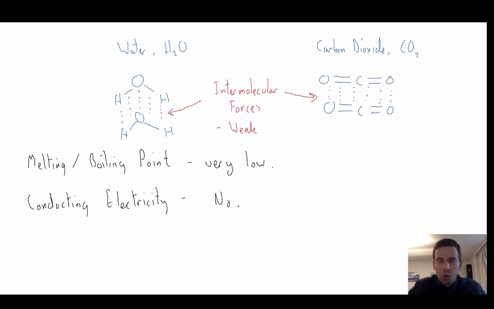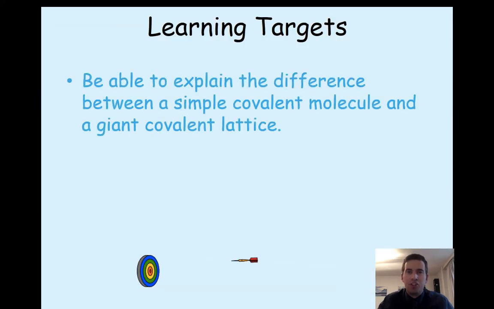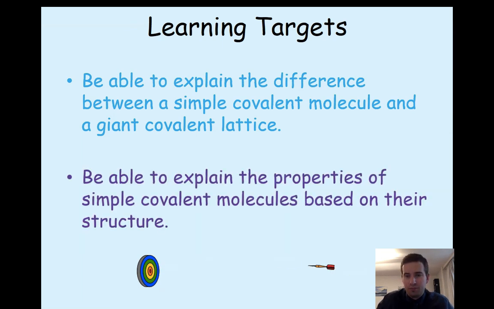So you need to be able to know the trends and be able to explain them and link the explanations to their structure. So hopefully this has been a reminder on the difference between a simple covalent molecule and a giant covalent lattice, and the key properties of simple covalent molecules and how you link it to their structure. So make sure you complete your notes, and I'll see you in class.